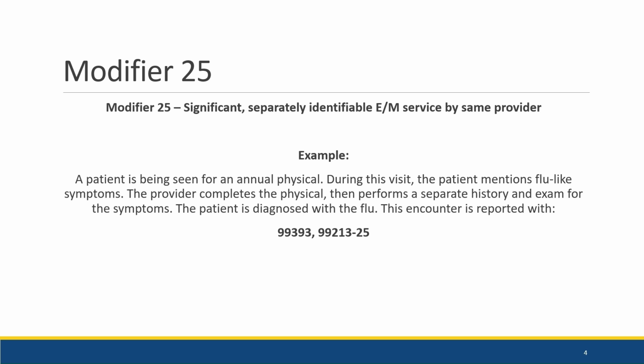So in this case, you can report the additional sick visit with an office visit E&M code as a secondary procedure. Now, in order to report that secondary procedure, you're going to need to add modifier 25 to the second visit, that 99213.